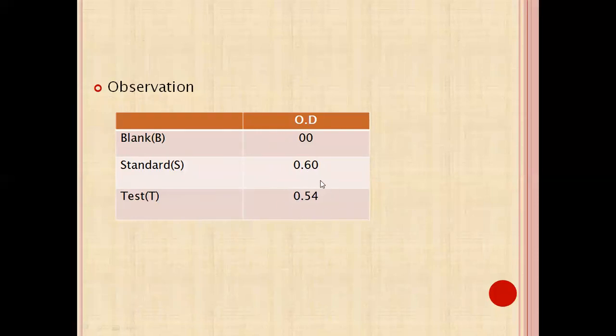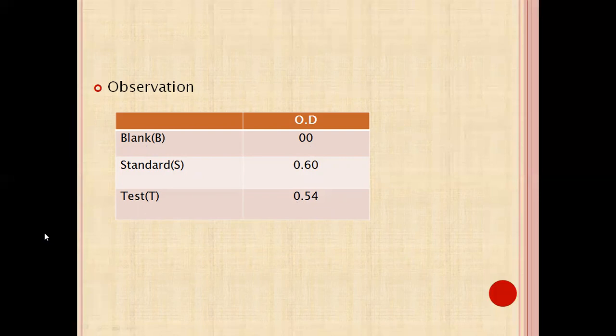In the exam, this is not a real value. In the examination, this may differ. So for calculation, I have given these values. The blank we have set at 0. Standard OD is 0.60 and test OD is 0.44.